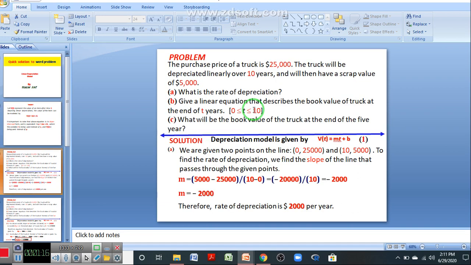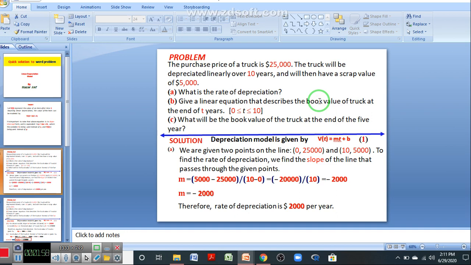Now we consider an example to explain this theory. The purchase price of a truck is $25,000. The truck will be depreciated linearly over 10 years. After its useful life of 10 years, its worth will be only $5,000. So we are given two points. At the start point, when t is 0, the worth is 25,000, that is the first point (0, 25,000). And after 10 years, t becomes 10, and the value of the truck becomes $5,000. So we got two points.